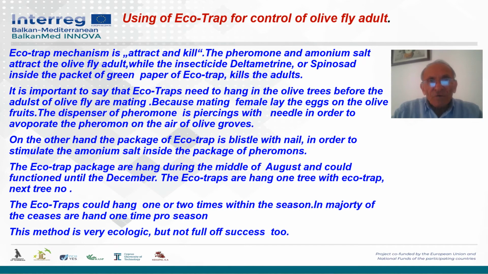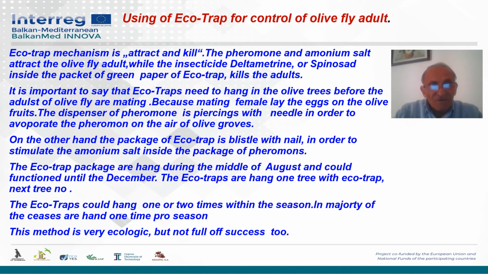Using Ecotrap for control of olive fly adults. The Ecotrap mechanism is attract and kill. The pheromone and ammonium salt attract olive fly adults, while the insecticide deltamethrin or spinosad inside the package of green paper of Ecotrap kills the adults.